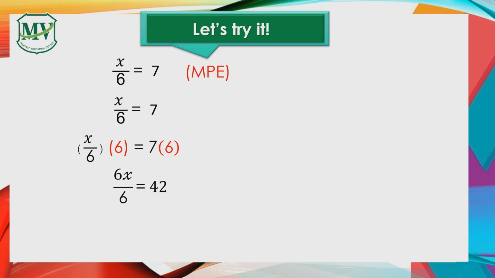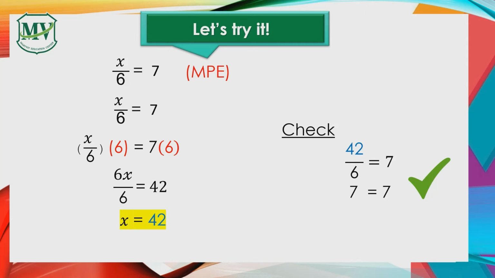6x divided by 6 is equal to 1x. So we can get the value of our x, which is equal to 42. To check this one, let's substitute the value of x from the original equation. And that is 42 divided by 6 is equal to 7. Both sides of the equation are equal. 7 is equal to 7. So our answer is correct.